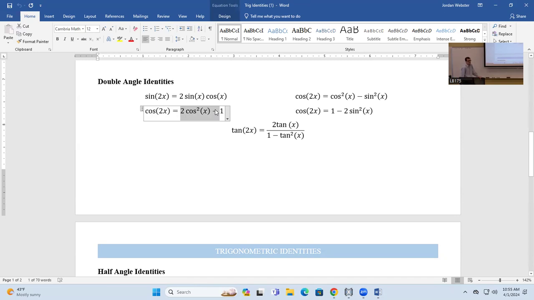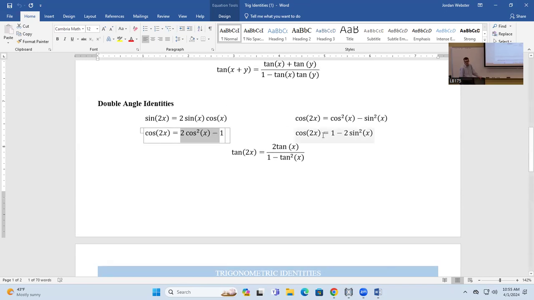Does that make sense? If the other part of my equation had a sine in it, I'd probably think, oh, that means I should probably use the sine squared. Does that make sense?